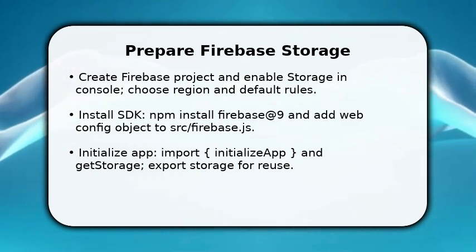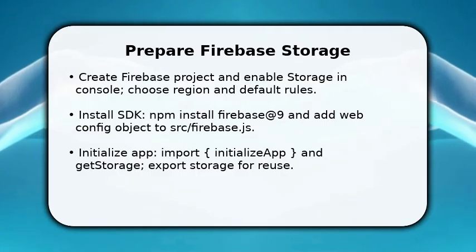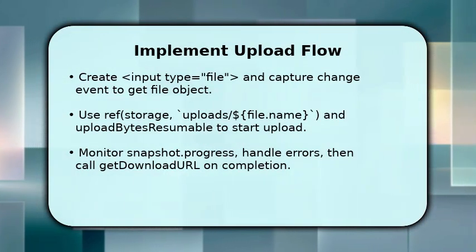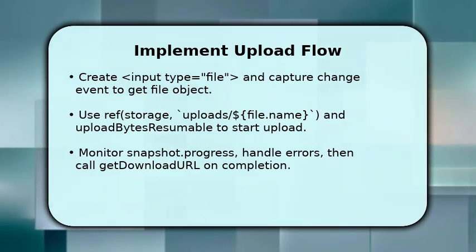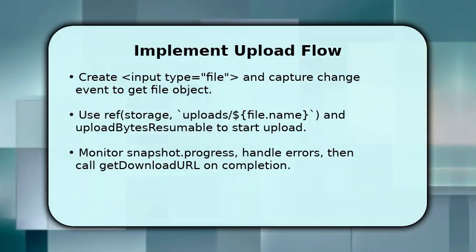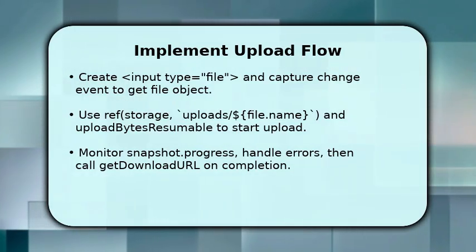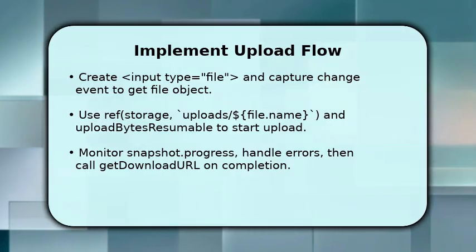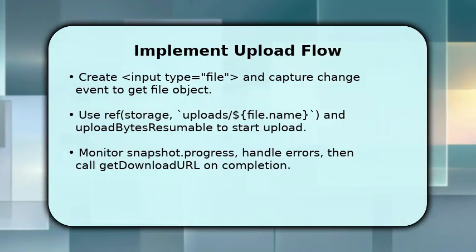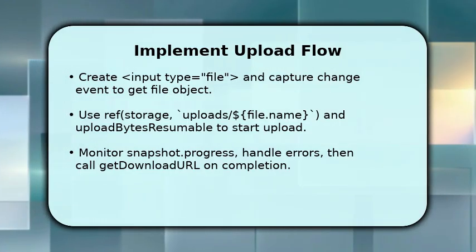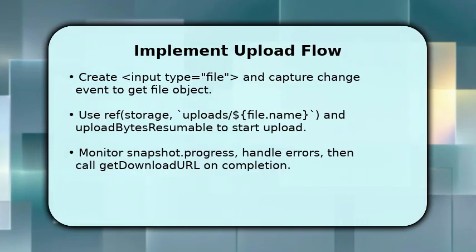You wire a file input to a handler that reads event.target.files[0] so you have a file object to upload. Next, create a storage reference like ref(storage, `uploads/${file.name}`) and call uploadBytesResumable(ref, file, {contentType: file.type}) so you can track progress and resume. While uploading, subscribe to state_changed to update the percentage and catch errors.